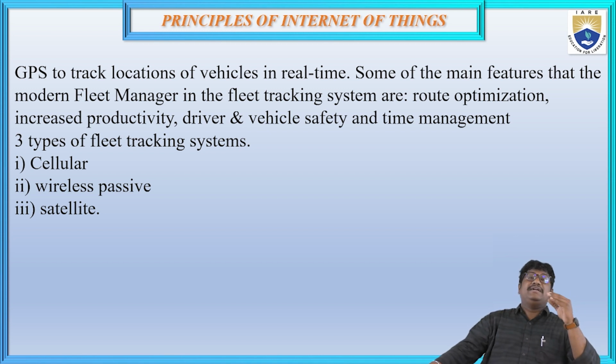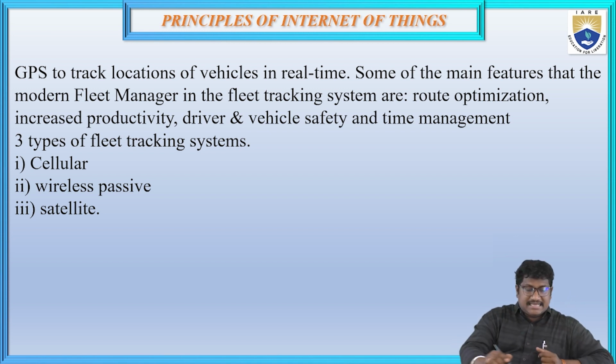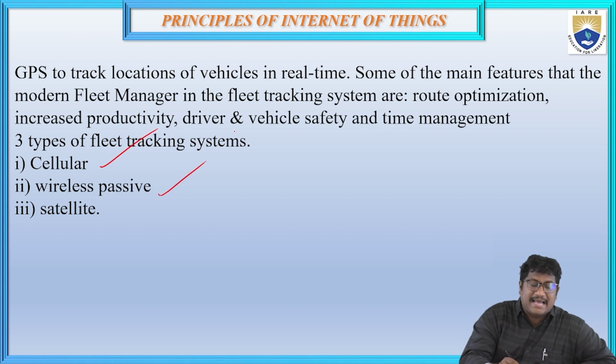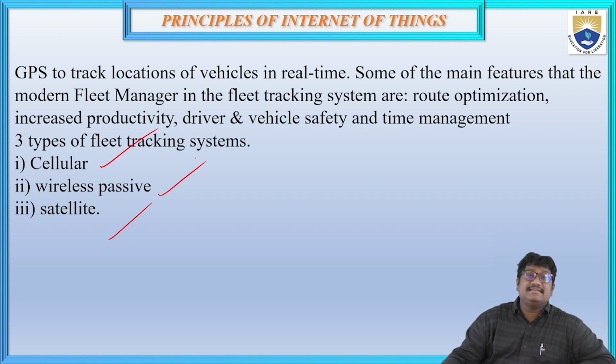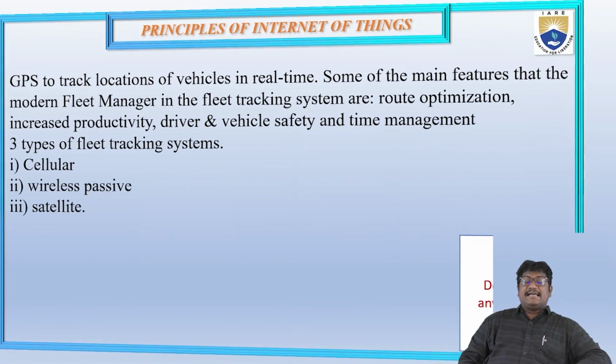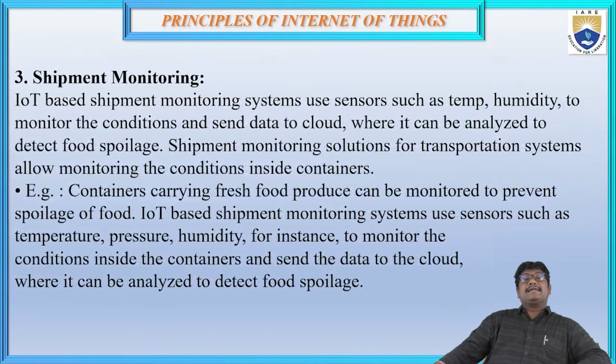There are three different types of fleet tracking system. One is cellular, another one is wireless passive, another one is satellite. These are the three different types of fleet tracking systems which are going to be used with the help of the global positioning system to track the location of the vehicles in real time, where exactly those people are. And coming to the next one, the shipment monitoring system.